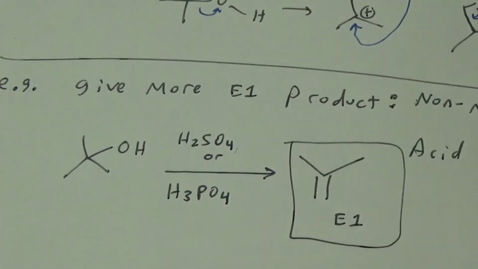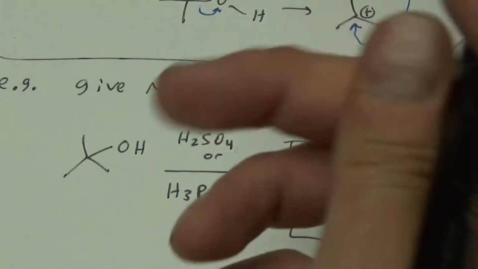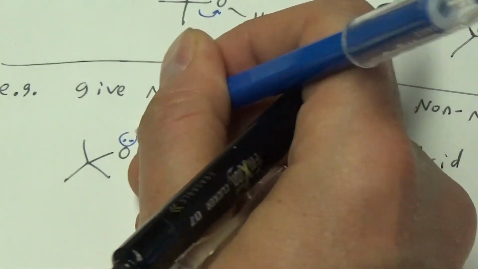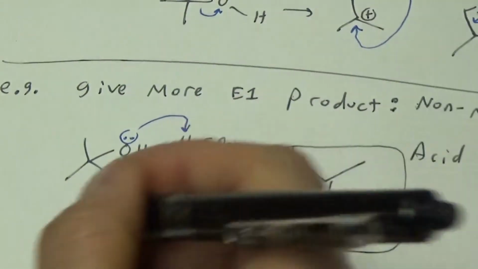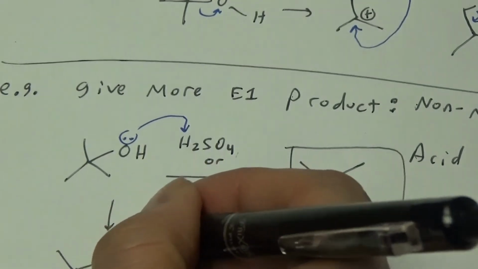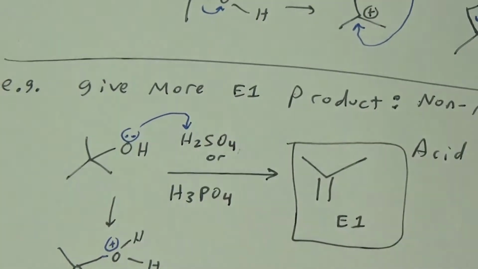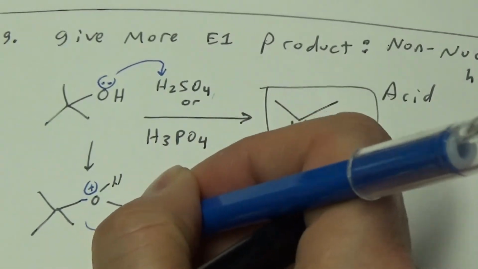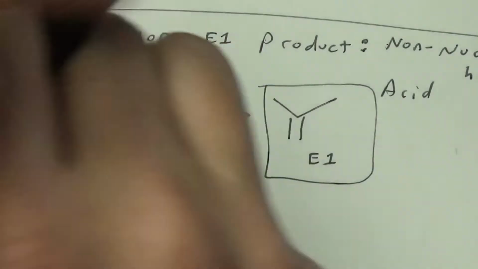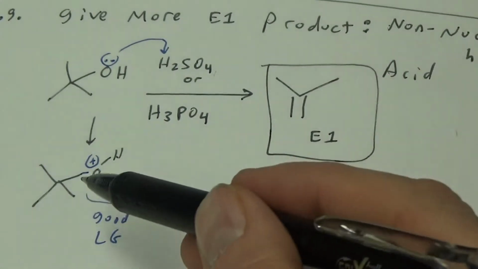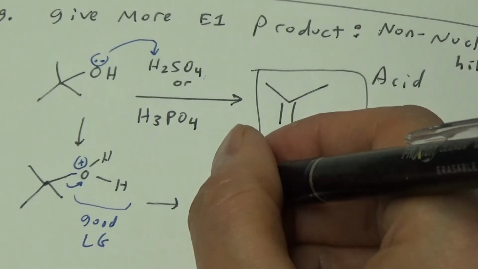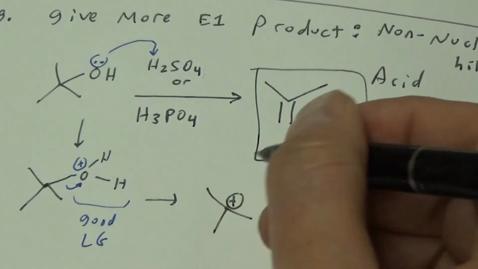Okay? And how is that going to work? What's the mechanism? Really easy. Protonate. Got a good leaving group. What's a good leaving group? Water. And what's going to happen to our good leaving group? On a tertiary carbon that loves carbocations, it's going to fall off and give us what? A carbocation.